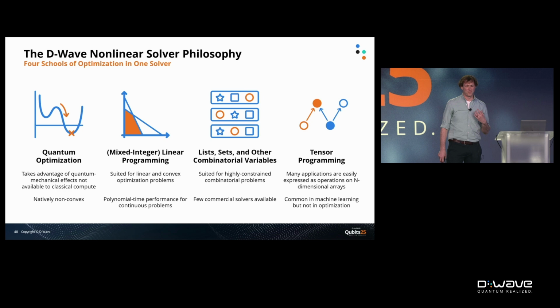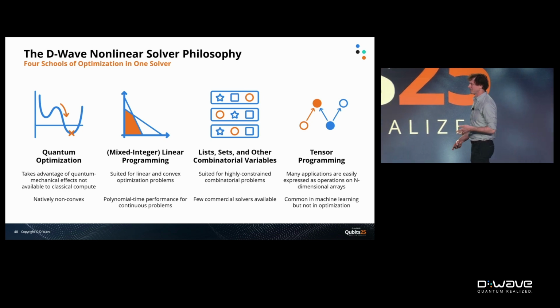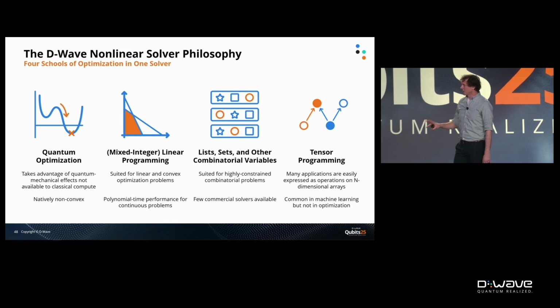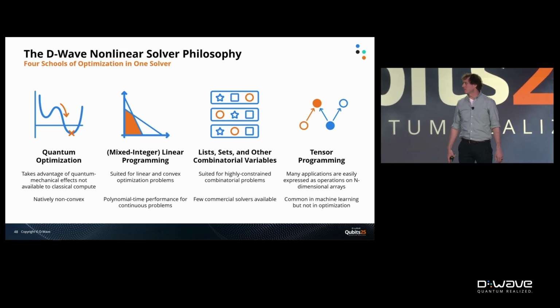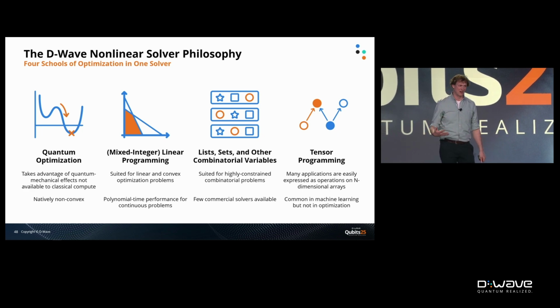Just to give you a sense, HiGHS and COIN-OR are some of these open source solvers, as well as some of our competitors in the space coming from this place. The third main stream of optimization that we're incorporating are these list sets and other combinatorial variables, these set theoretical variables.